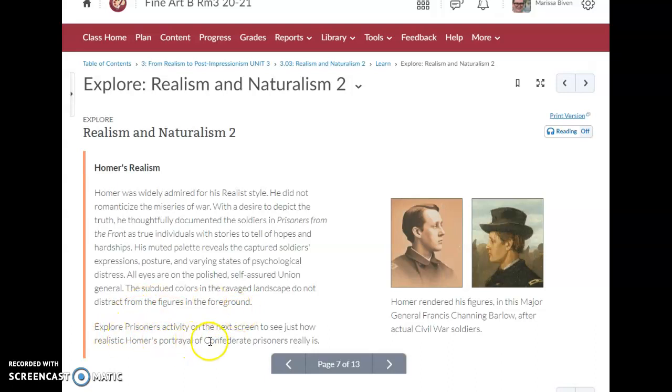Explore prisoners' activity on the next screen to see just how realistic Homer's portrayal of Confederate prisoners really is. And you will do that on your own as you go through the content.